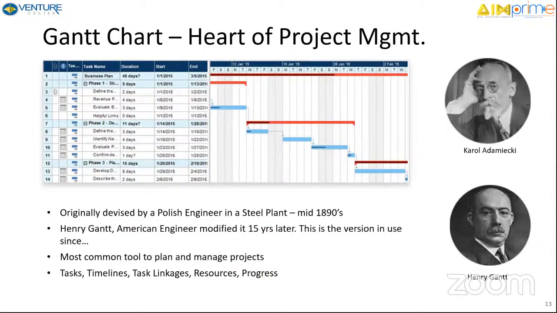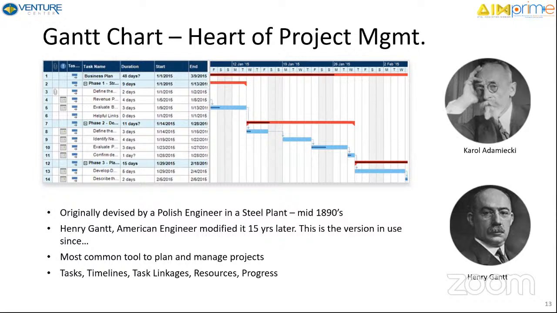Okay, this was originally devised by a Polish engineer around 1890 or so, a guy called Karol Adamiecki. And this was then refined and modified by, who else, an American engineer 15 years later. And obviously it's his name that got appended to this methodology. It came to be known as a Gantt chart because he's the guy who modified it, refined it, and made it popular.